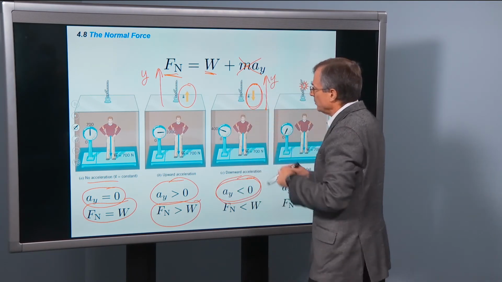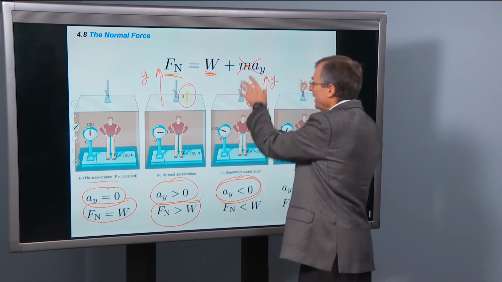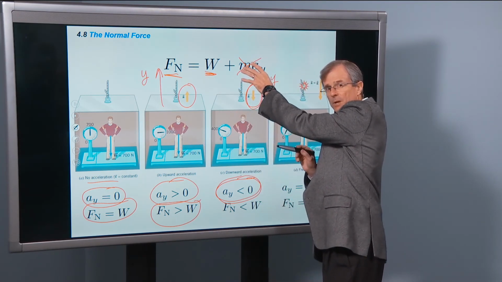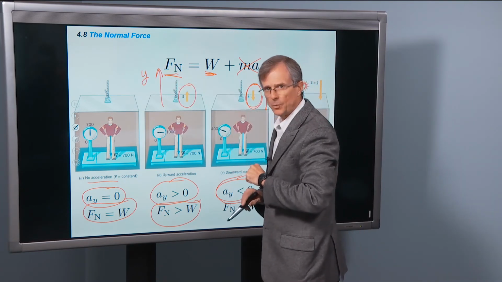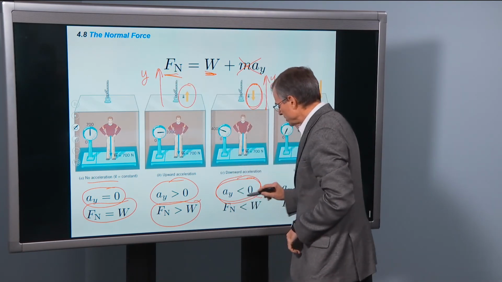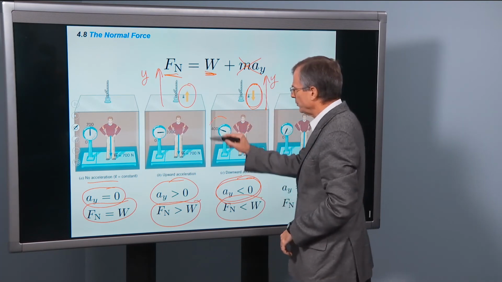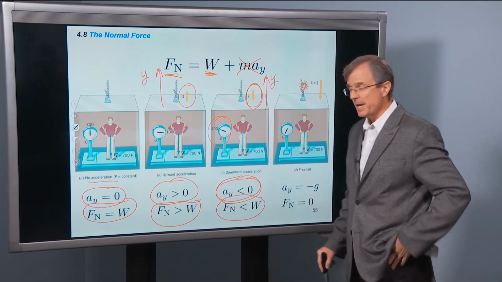That means that when you take your weight, you're going to have to subtract something. This is a negative number. Subtract something from your weight to get your apparent weight, or the normal force. So this normal force will be less than your weight, and you read something on the scale that's less than your actual weight.